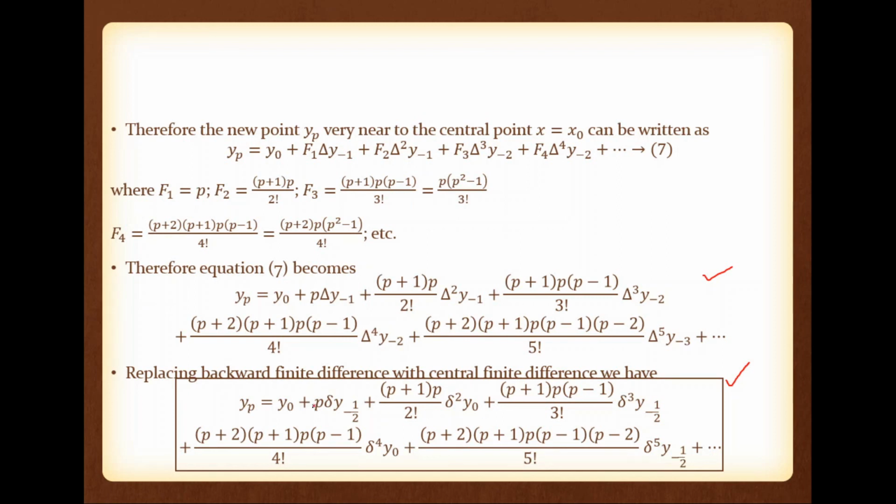Then what about the p term? There is no p term. Then we have a p term. Then along with this a p plus 1 is added. So p plus 1 into p. Along with this one a p minus 1 is added. So p plus 1 into p minus 1. Along with this a p plus 2 is added. So p plus 2 into p plus 1 into p minus 1. Along with this a p minus 2 is added. P plus 2 into p plus 1 into p minus 1 into p minus 2.